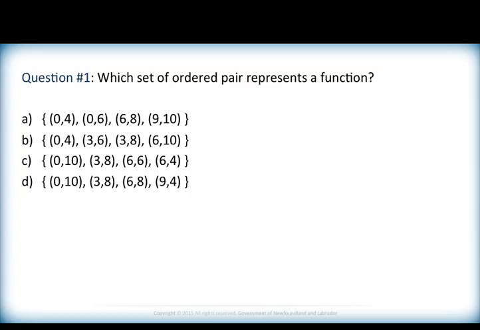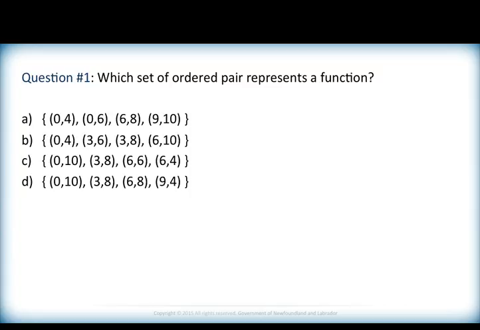So in option A, 0 and 4, 0 and 6 are repeated. We can't have that. Same thing is happening in B, where we have 3 and 6 and 3 and 8. Again, C is very similar. We have 6 and 6, 6 and 4.